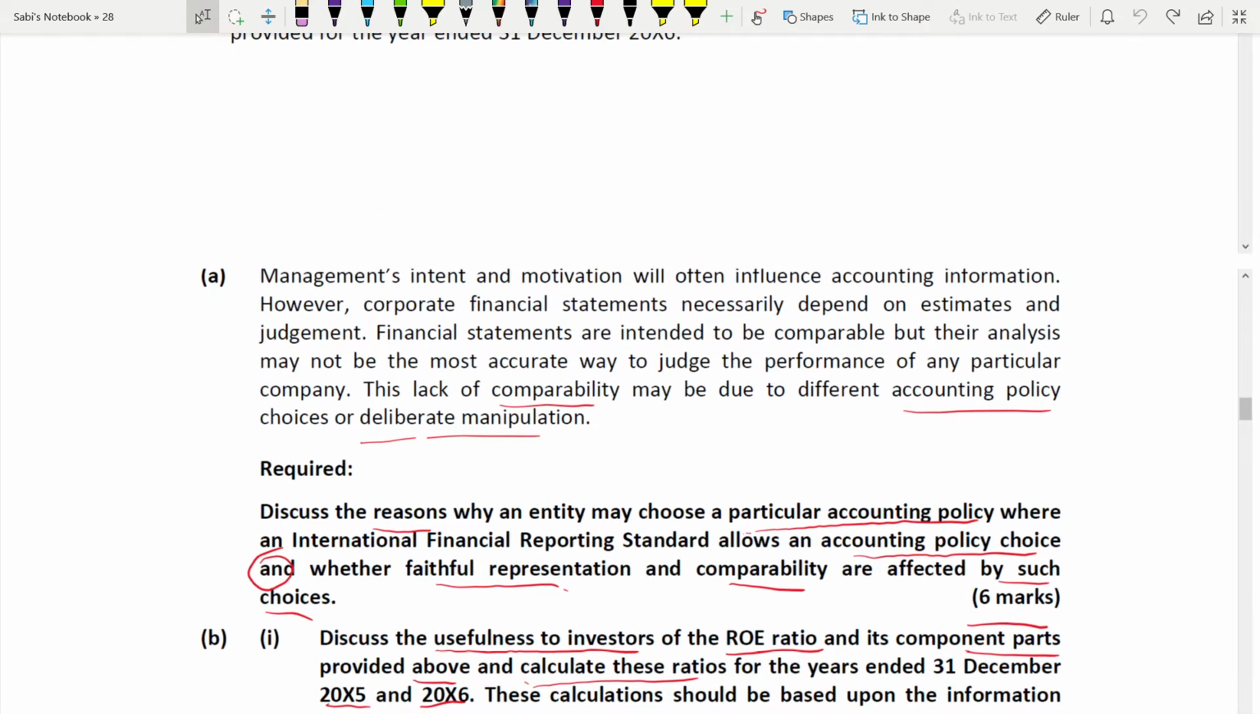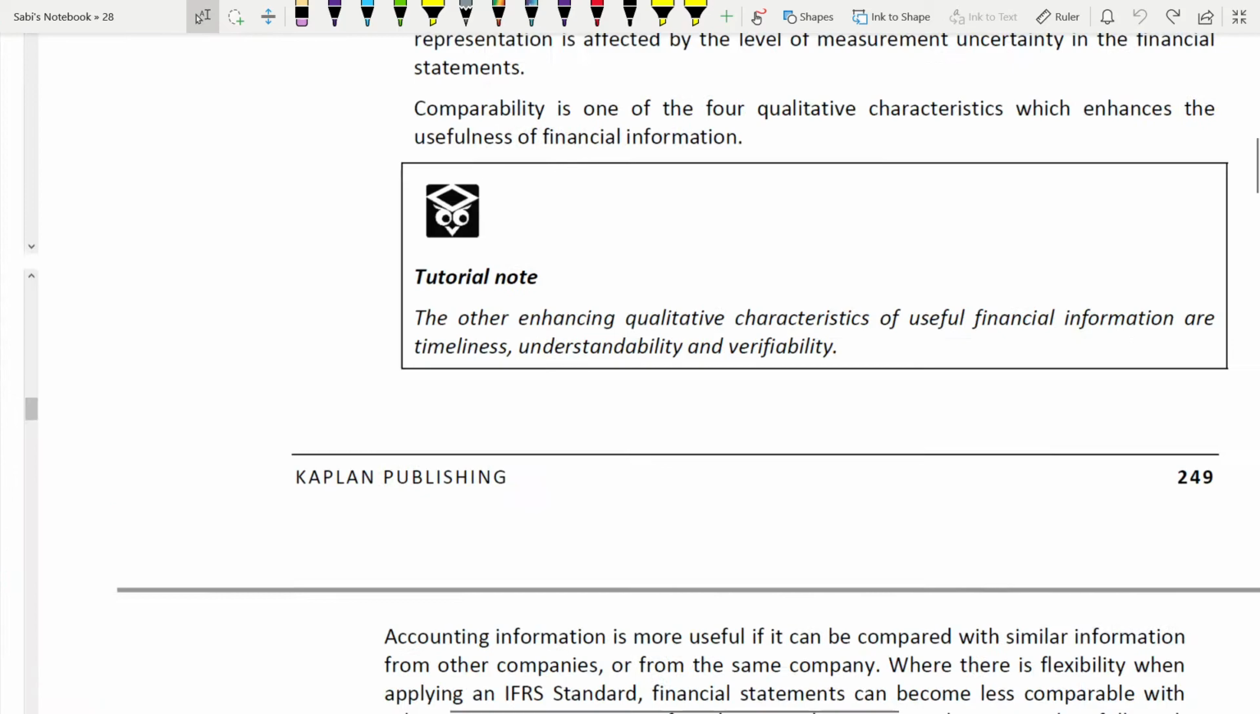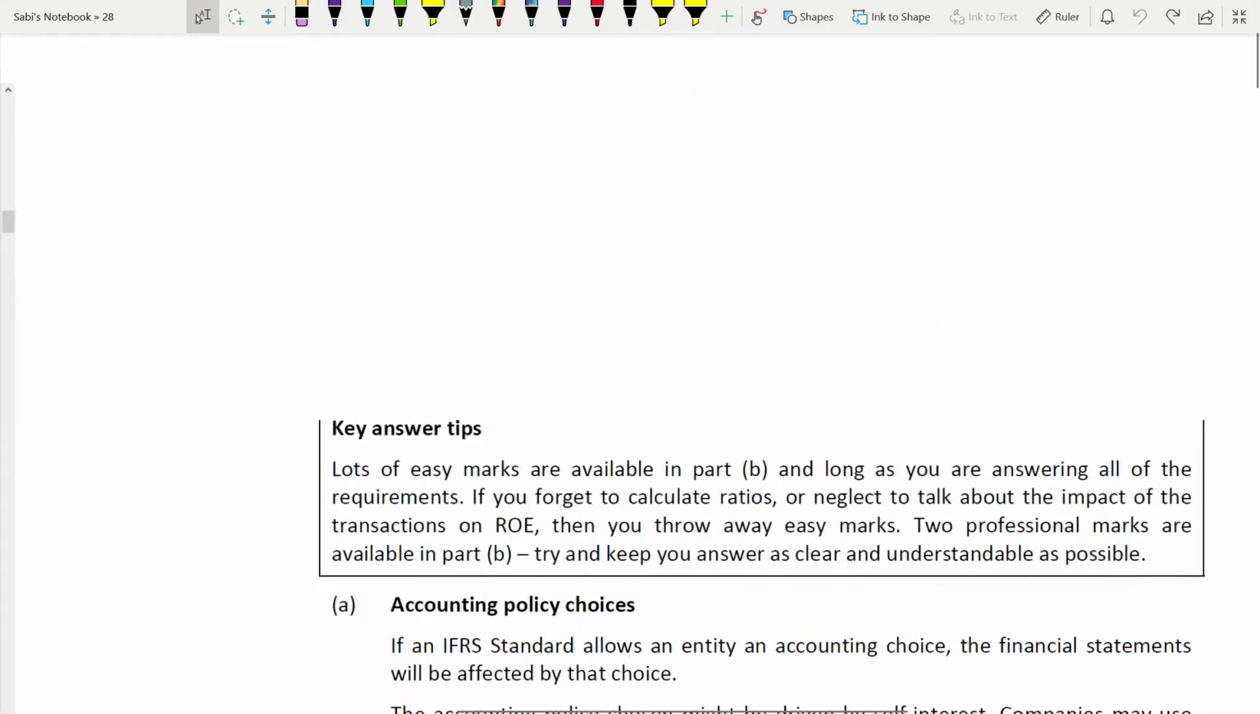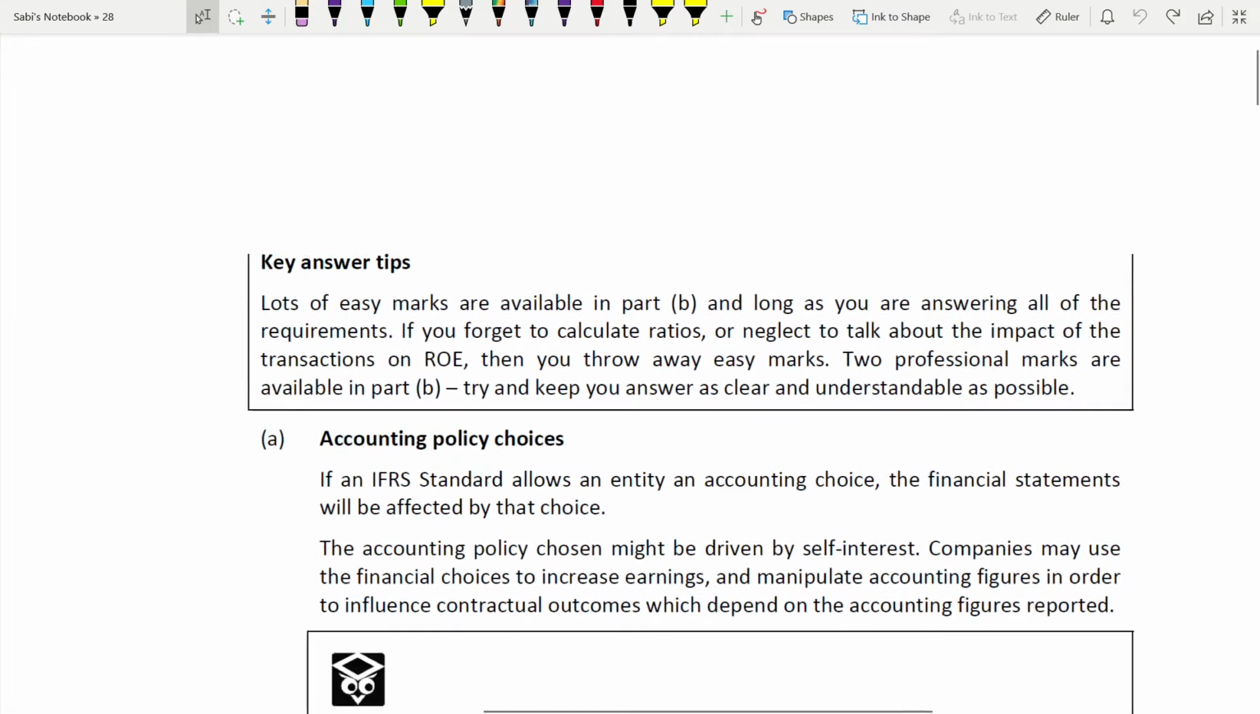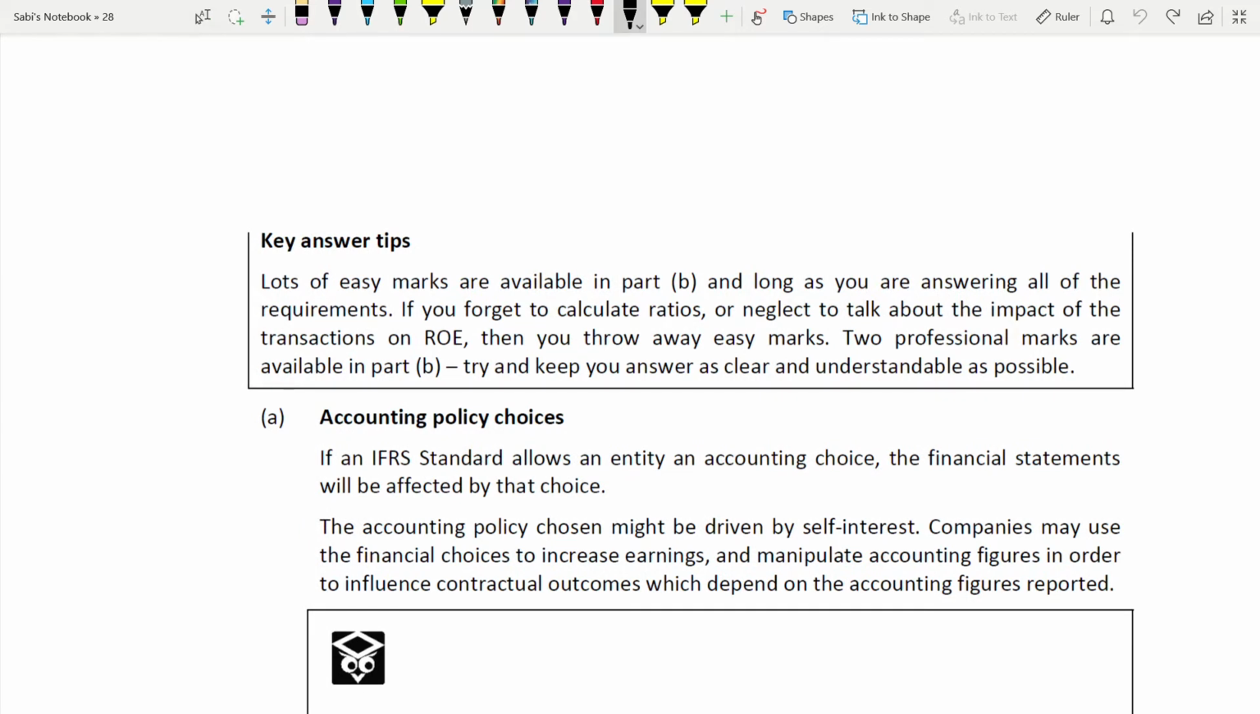Why we might choose the choices that we choose and how it affects faithful representation and comparability, for 6 marks. Now, these are some key answer tips. Let's go through this. This is from the examiner, on how you can collect the maximum marks for such a type of question.